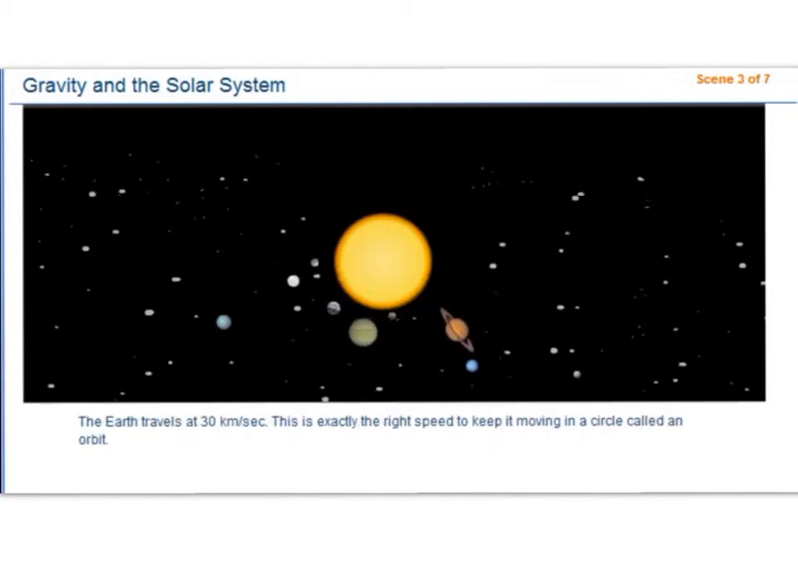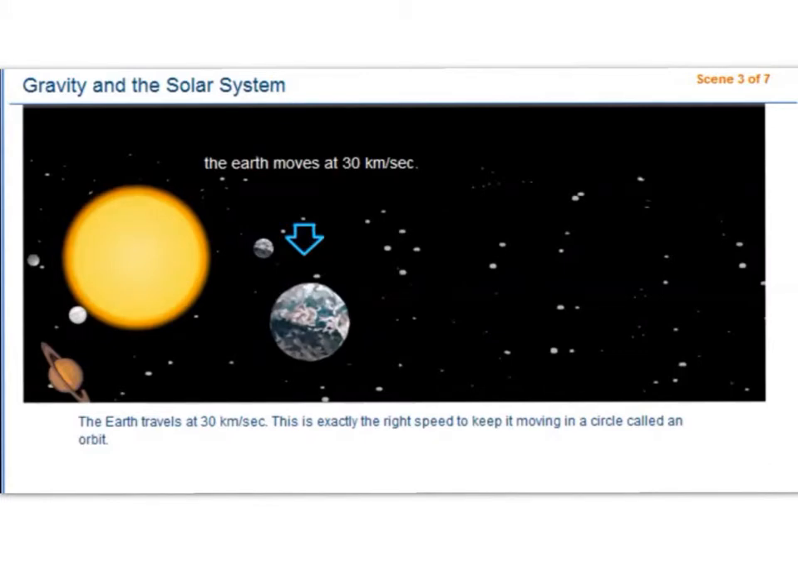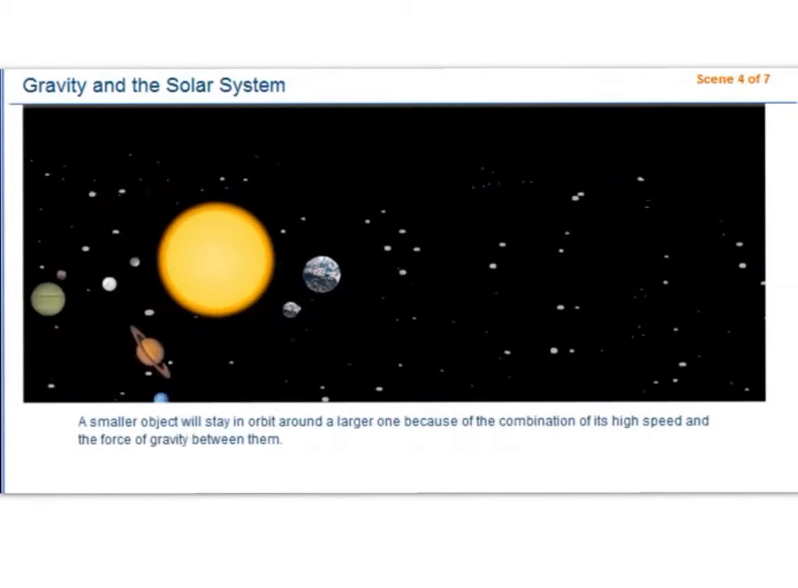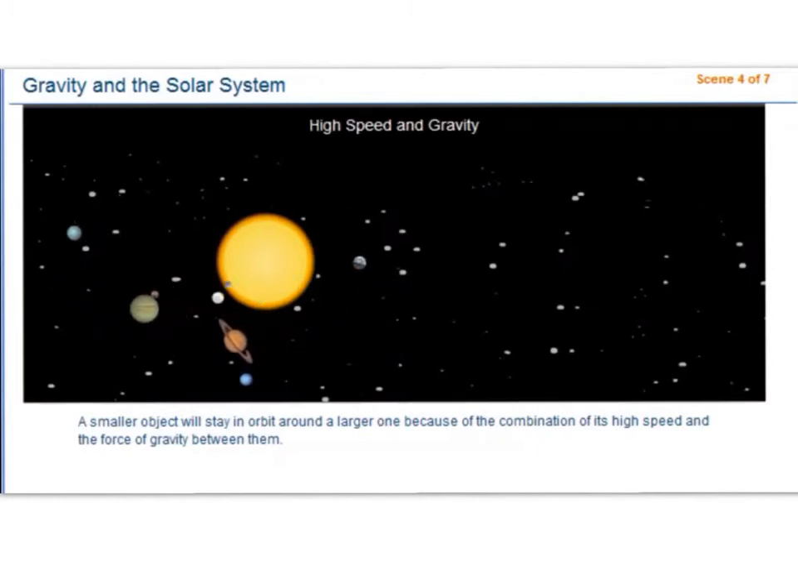The Earth travels at 30 kilometers per second. This is exactly the right speed to keep it moving in a circle called an orbit. A smaller object will stay in orbit around a larger one because of the combination of its high speed and the force of gravity between them.